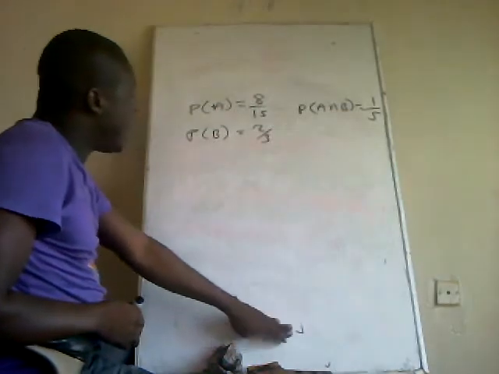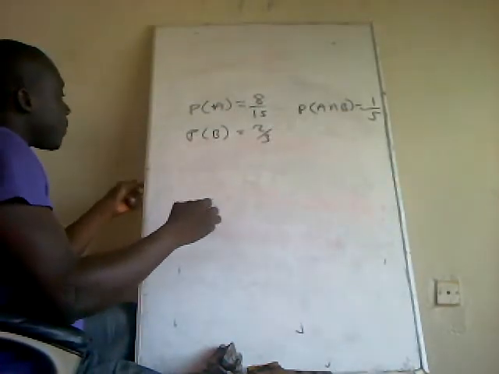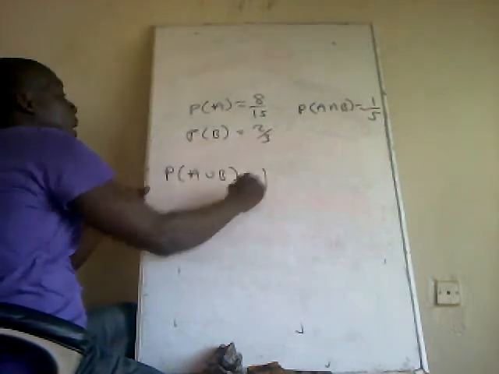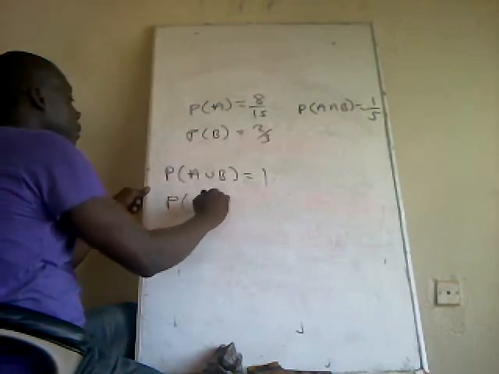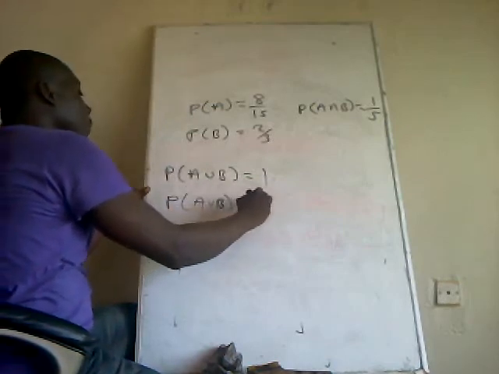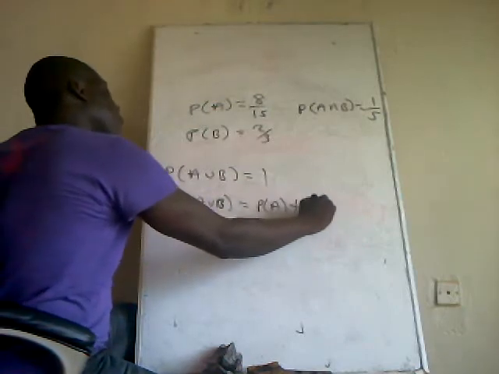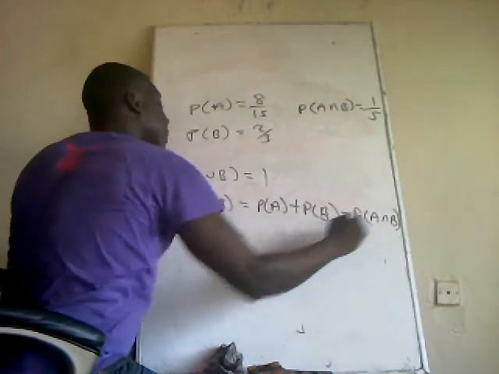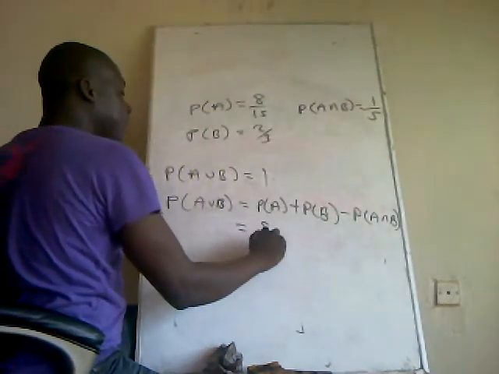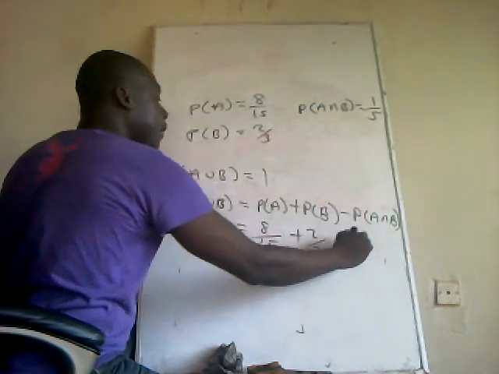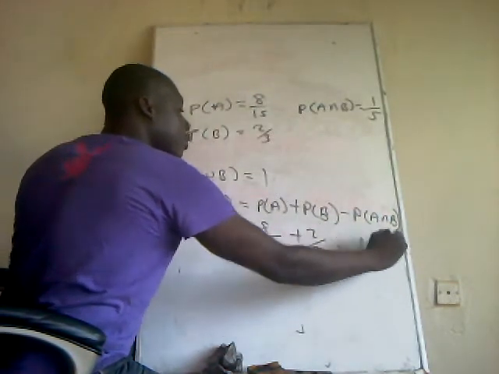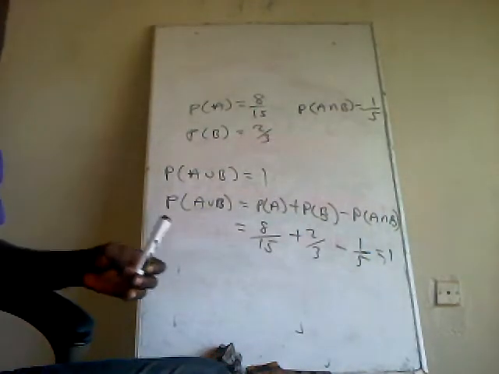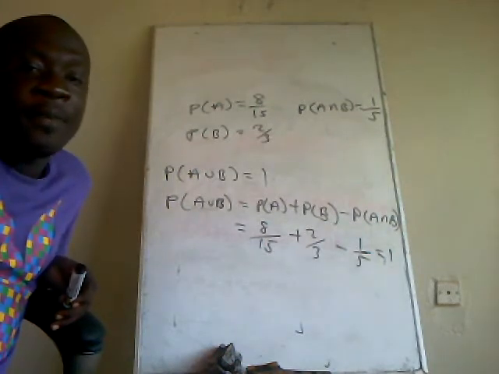Now, what is an exhaustive event? An exhaustive event is the case where P of A union B is equal to 1. Now, we know that P of A union B is equal to P of A plus P of B minus P of A intersection B. Now, 8 over 15 plus 2 over 3 minus 1 over 5 is equal to 1. You can check. And because it's equal to 1, we will say that it is an exhaustive event.